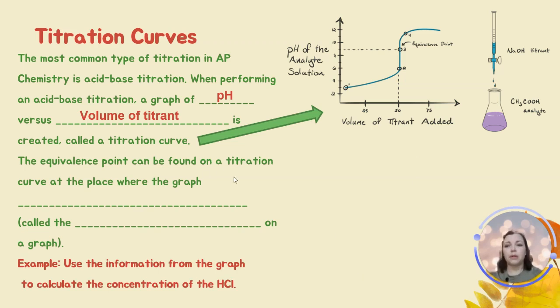So the equivalence point can be found on a titration curve at the place where the graph changes curvature, and that's called the inflection point. And if you have not yet studied that in math, you will when you get into pre-cal or calculus. So you can see here that your graph has this change in point where it changes between convex and concave. So it changes concavity here. And so that kind of the middle of the S, that's where your inflection point is, and also where equivalence point is. So then we can use the information on this graph to calculate the concentration of your unknowns.